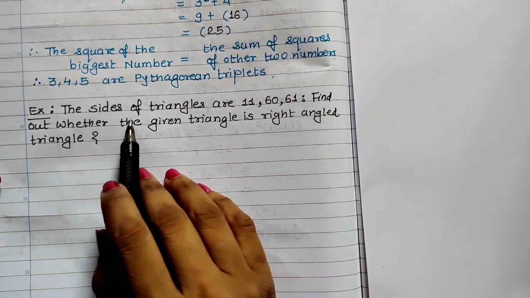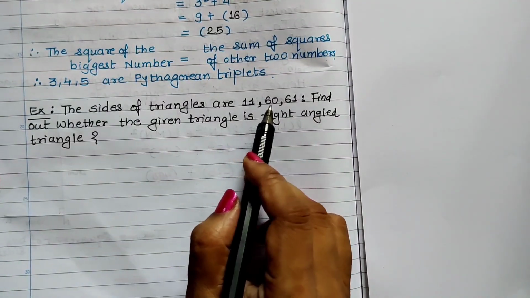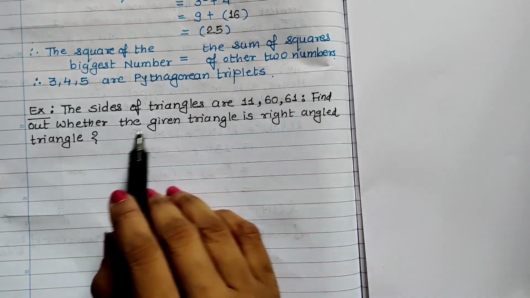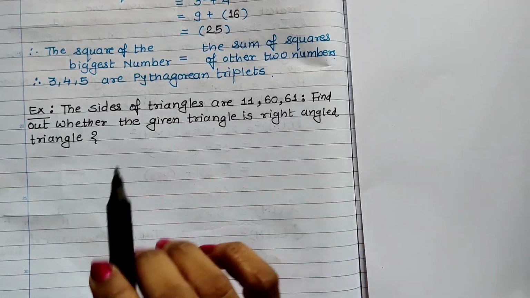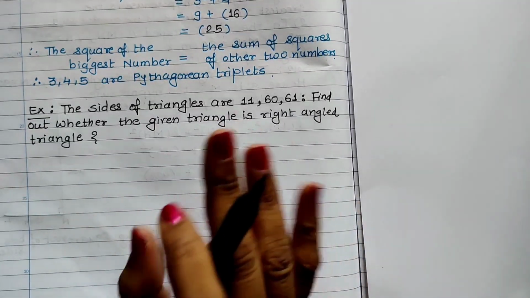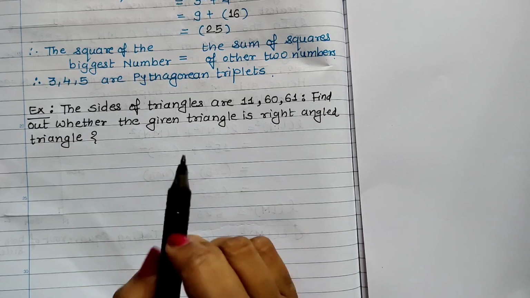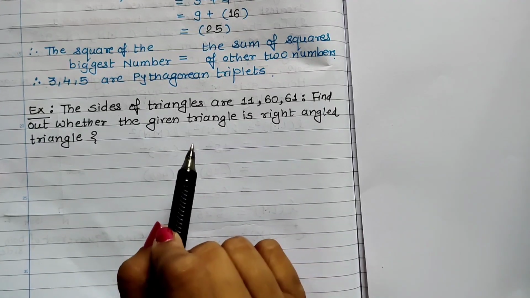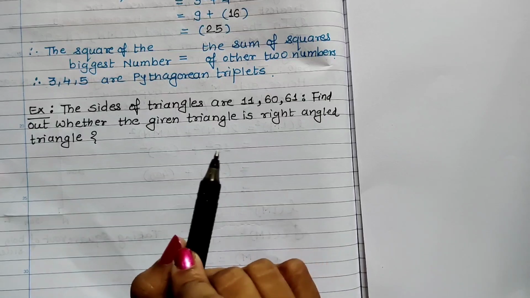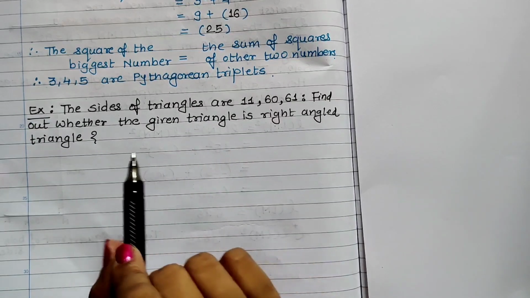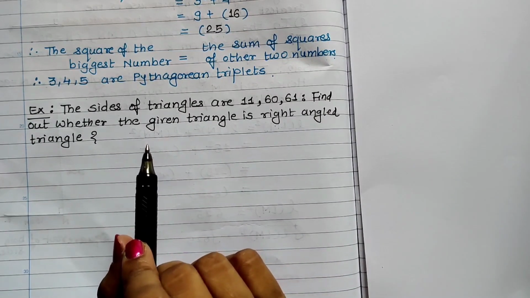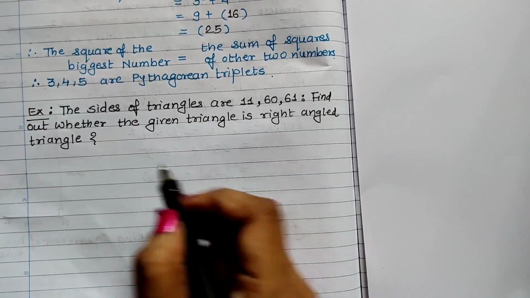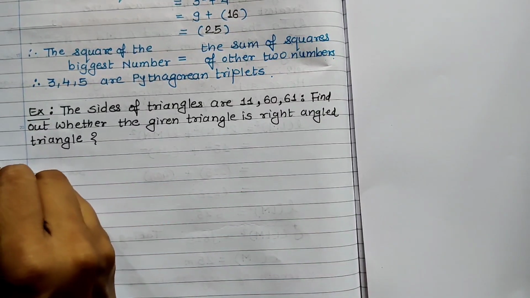In the next sum, the sides of a triangle are given: 11, 60, 61. We have to find out whether the given triangle is a right angle triangle or not. So we will be applying the property of Pythagorean triplet. We will be finding out the square of the biggest number. Then we will see the sum of squares of the remaining two smaller numbers. If it is equal, then the sides are the sides of a right angle triangle. So let us see the solution.